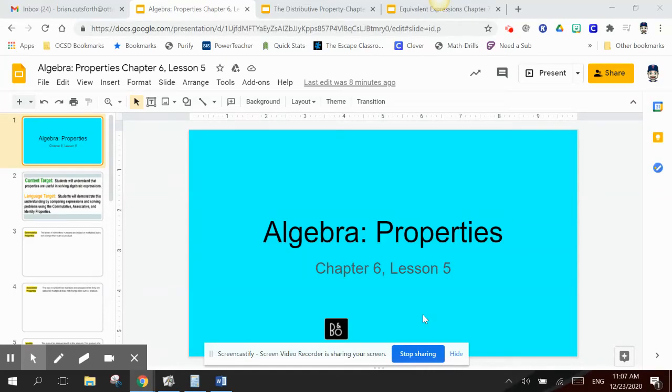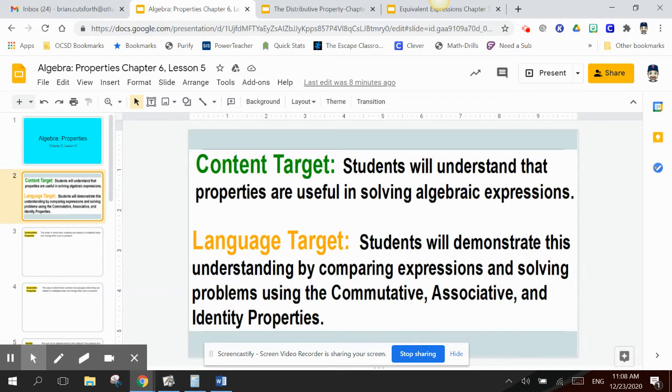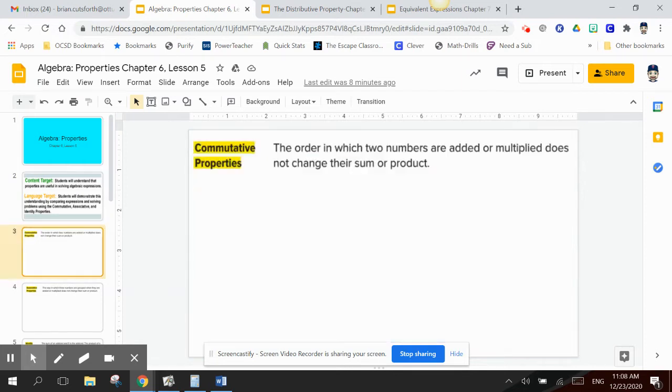Chapter 6, Lesson 5, Algebra Properties. Our content target is students who understand that properties are useful in solving algebraic expressions. Our language target: students will demonstrate this understanding by comparing expressions and solving problems using the commutative, associative, and identity properties. So let's get into those properties.